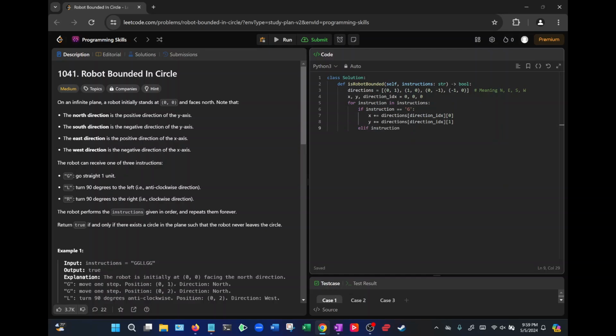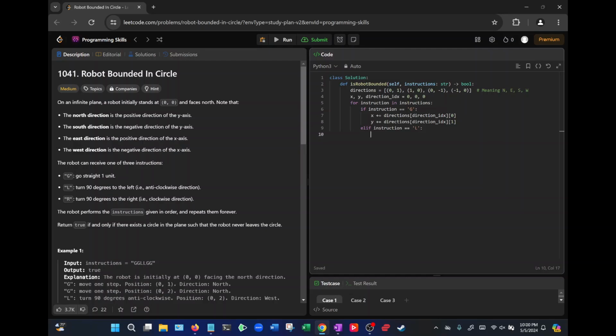So if the instruction is not go, it's either going to be left or right. If it's left, then we need to move left one. And this is one of the nice things about how we've written out these directions. We did these in order north, east, south, west on purpose, because if we're turning left, then all that means is that we're going back one entry in this direction list.